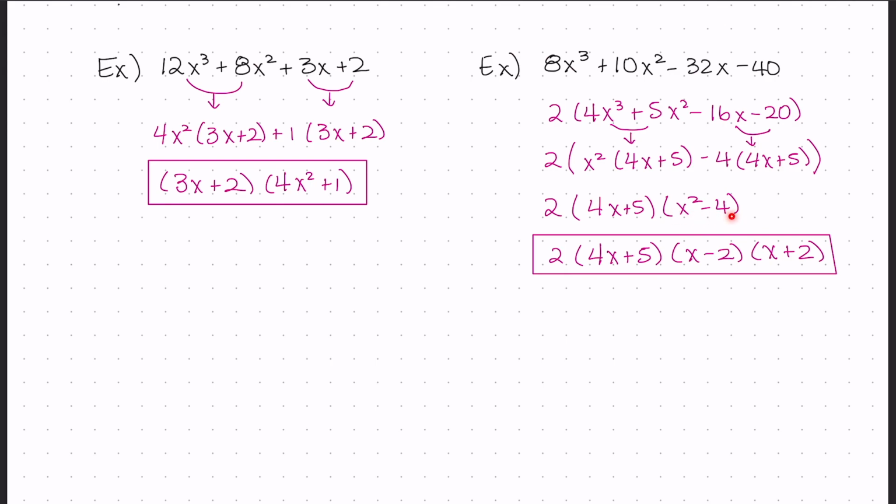But wait a minute, we're not done, because I have a difference of squares. So it's the problem that keeps on giving, because we can keep going. I still have these factors that come down, but then x squared minus 4: the square root of x squared is x, the square root of 4 is 2, and one gets a plus, one gets a minus, because it was a difference of squares. So there you go. There's difference of squares and factoring by grouping in a nutshell. Have fun.